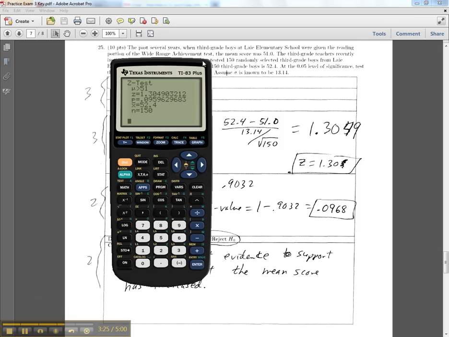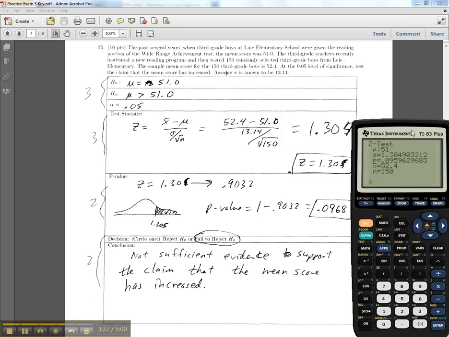And then, very important, the decision part. So are we rejecting or failing to reject? Because 0.09, comparing it to 0.05, 0.09 is greater than 0.05. And whenever that's the case, when your p-value is greater than your alpha, you fail to reject. You can't make any conclusions.